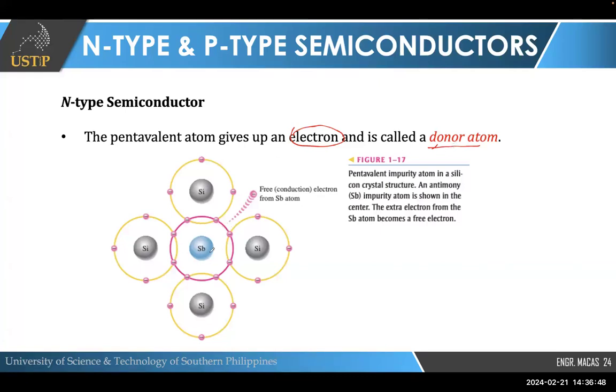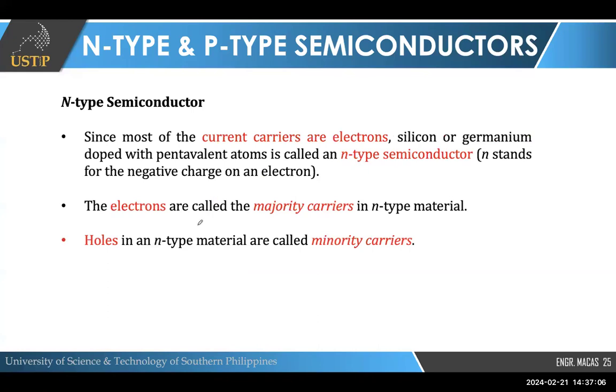You can add many pentavalent atoms to your material, so you have more extra electrons. This creates a more conductive semiconductor material. Since you have many extra electrons, it is called the N-type semiconductor class. As I mentioned, N is for negative charge. This conductor will have more electrons than holes, so the electrons are called the majority carriers in N-type material.